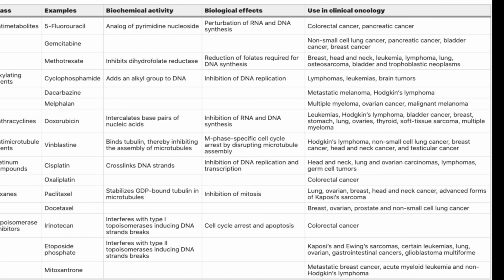Their binding activity includes intercalating base pairs of nucleic acid, binding tubulin, cross-linking DNA, stabilizing GDP, interference of type 1 topoisomerase with DNA strand break, and interference with type 2. Their effects are on DNA and RNA synthesis, M-phase specific cell cycle, inhibition of DNA replication, inhibition of mitosis, and cell cycle arrest and apoptosis.